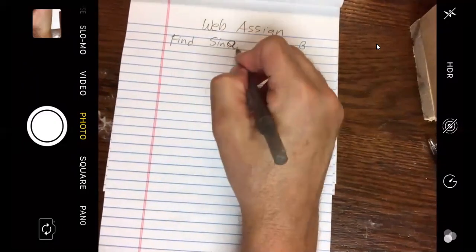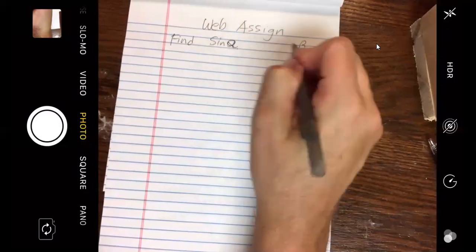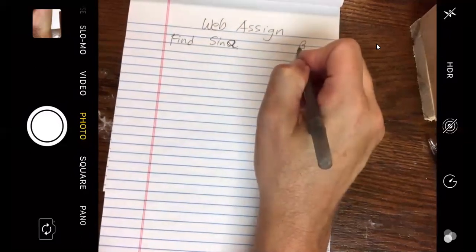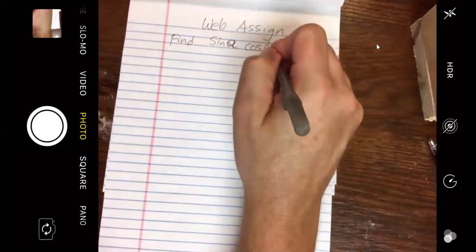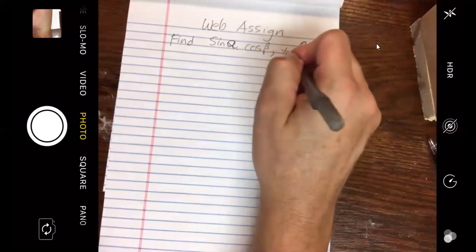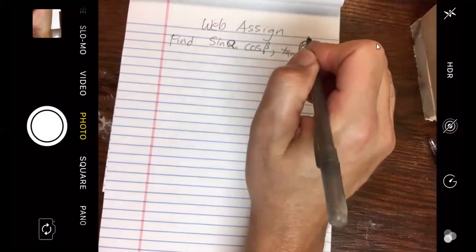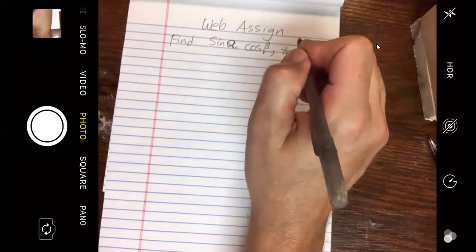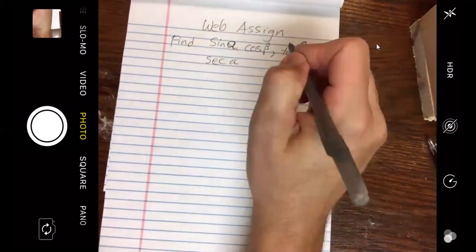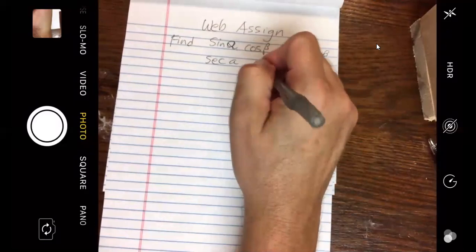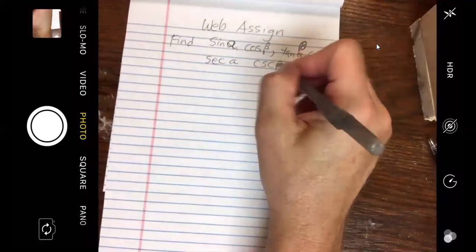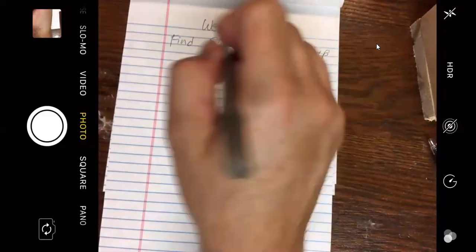So I heard find sine of A and cosine of B, then tan of A and cotangent of B, and then sec of A and CSC of B. Sounds like the full table, although they didn't ask for cosine of A. No, they didn't. What's the picture?